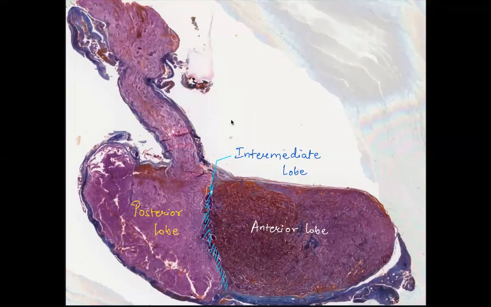So now what you see on your screen is the histology of the pituitary gland. The larger lobe you can see is the anterior lobe. The relatively smaller one is called the posterior. And in between the two, there is a small, indistinct, not so well developed lobe in humans called the intermediate lobe. Now this intermediate lobe is not highly developed in humans, but it is well developed and fully functional in some lower animals and some other mammals.